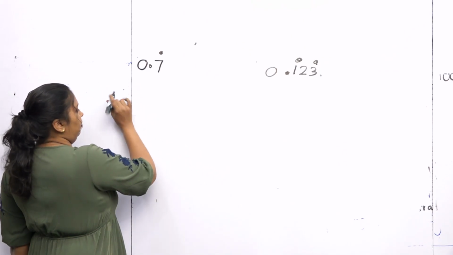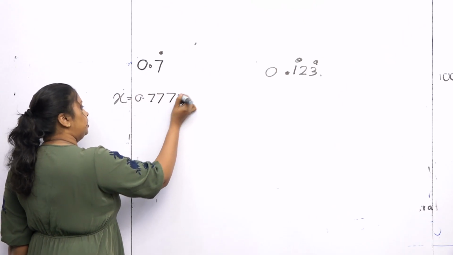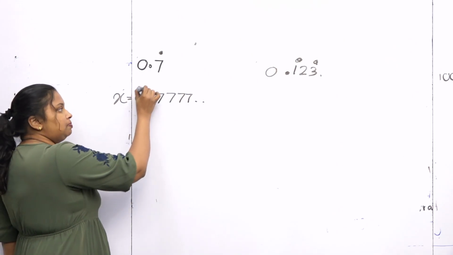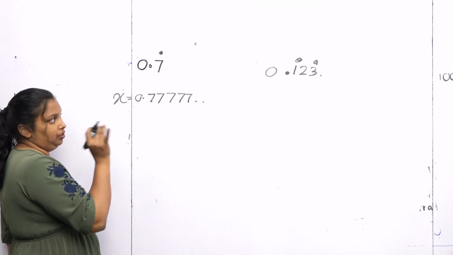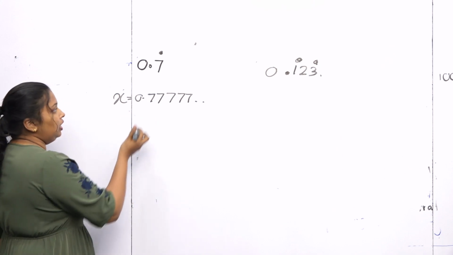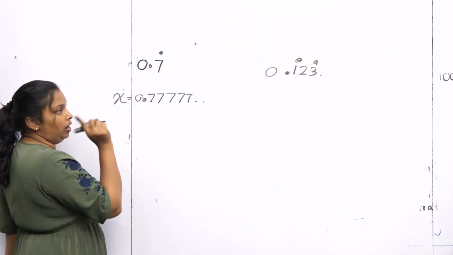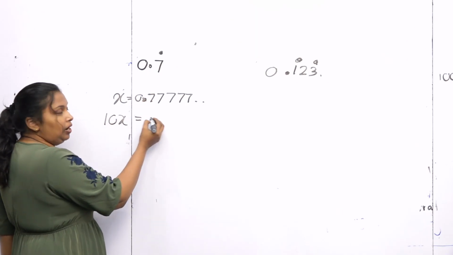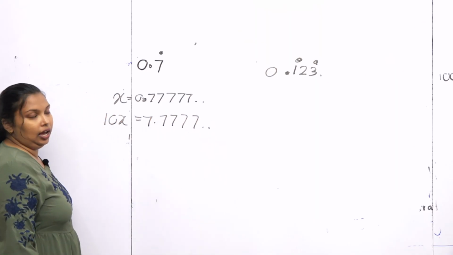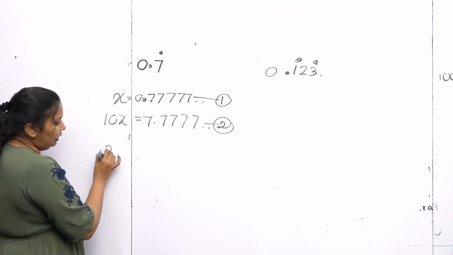So how to do this? I will take this as x equals 0.7777 like this. I will multiply this by 10. You can pause the video and do this, and then check my answer. I will do this now. So I multiply by 10, and 10x is equal to 7.7777. I will take this as equation number 1 and this as equation number 2. Then subtract the two equations.